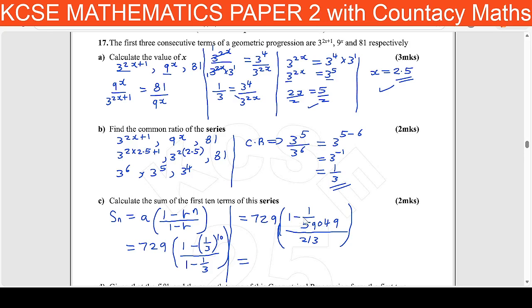So finally, what you are going to get once we work this out is 1093 13 over 27, like that. Yeah, this was actually expected, because if you look at this sequence carefully, they are reducing, but as they reduce, there is a point where they become fractions. You see, this is 3 to power 6, 3 to power 5, 3 to power 4. So that implies that the next one will be 3 to power 3.